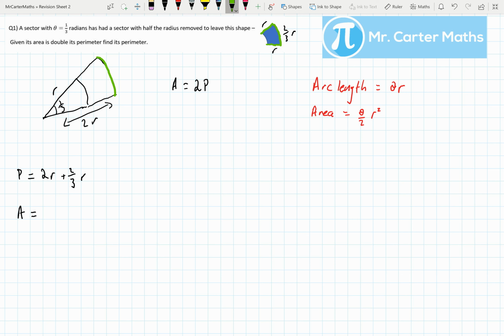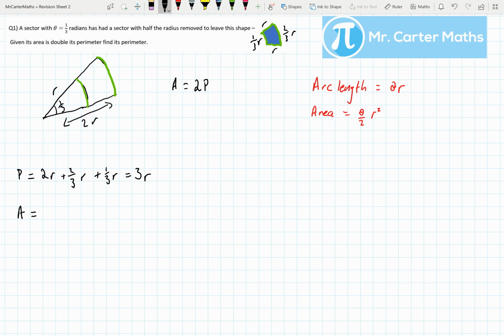And then I need, of course, my final distance, which is the arc length of the smaller sector, which is theta times r, which is a third r. So that gives me a third r plus a third r. Add those together, my perimeter is equal to 3r.